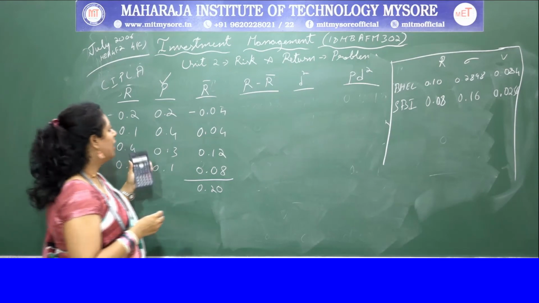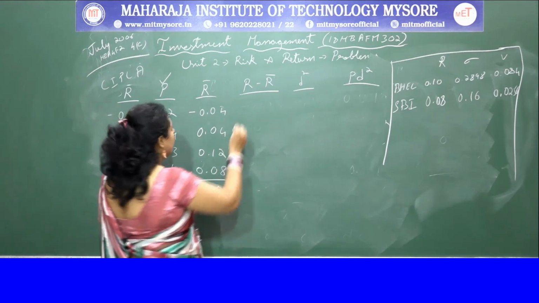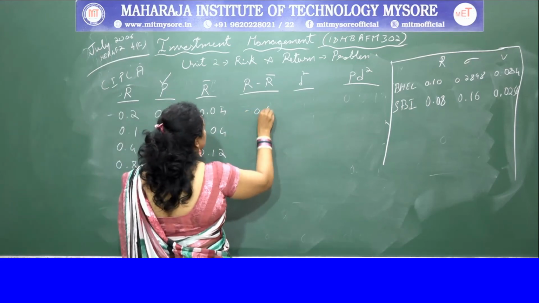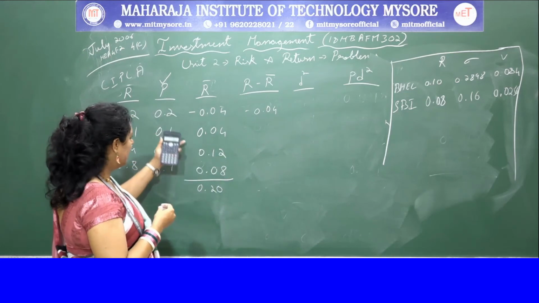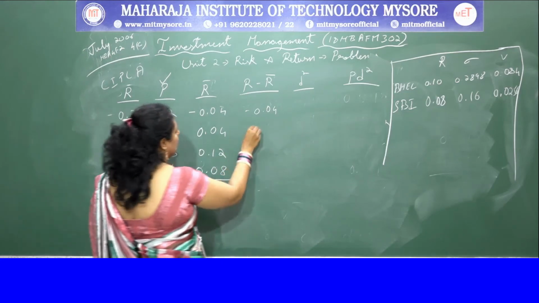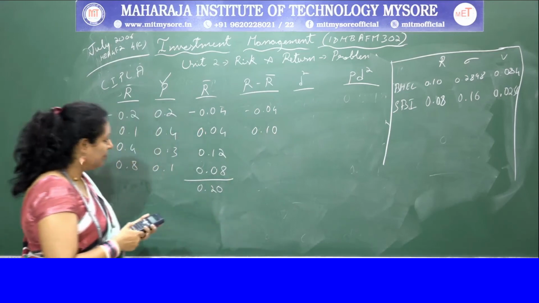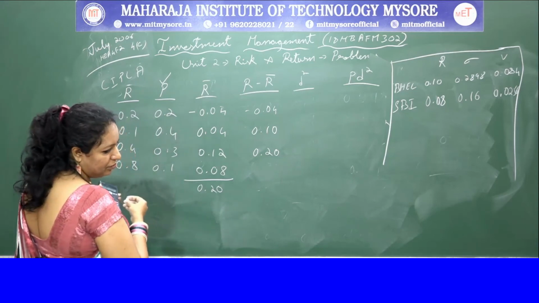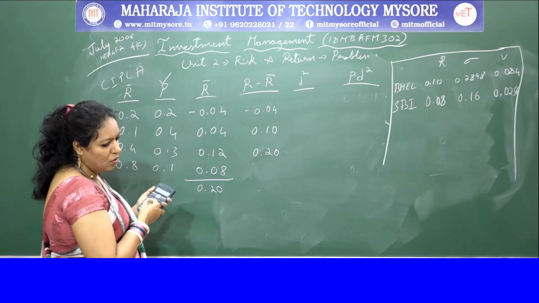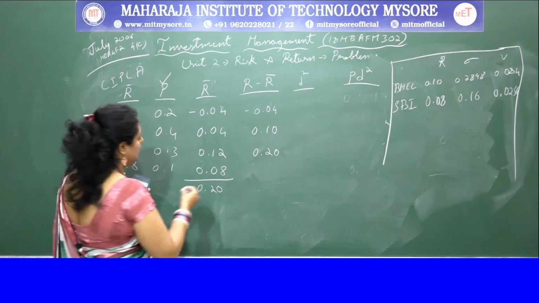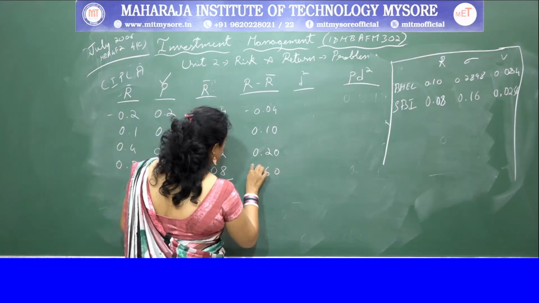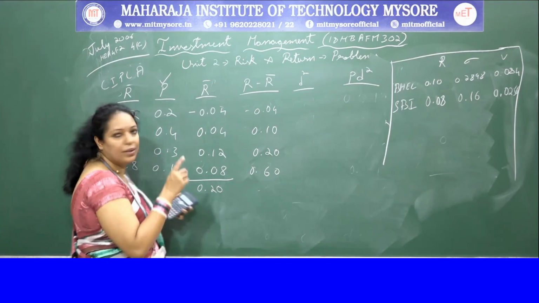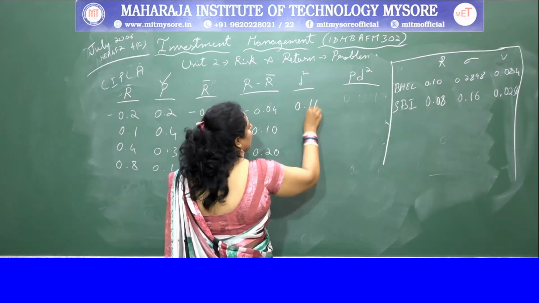Okay, then R minus R bar. So R minus R bar will be calculating. So you get this 0, minus 0.04, R minus R bar. It is a minus symbol. Okay, then 0.10. Okay, and then 0.20. Okay, and the last one is 0.60, R minus R bar. Okay, so you get the square, you will get 0.16.